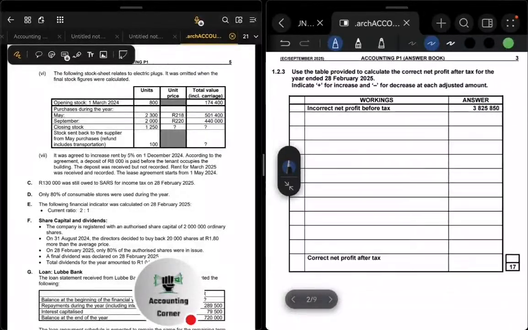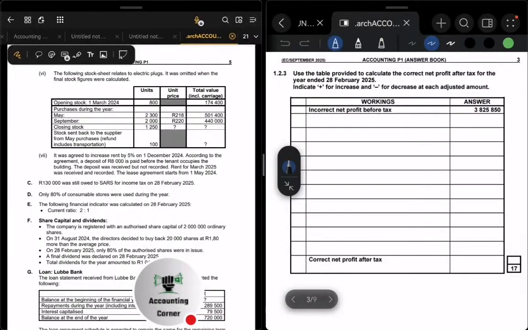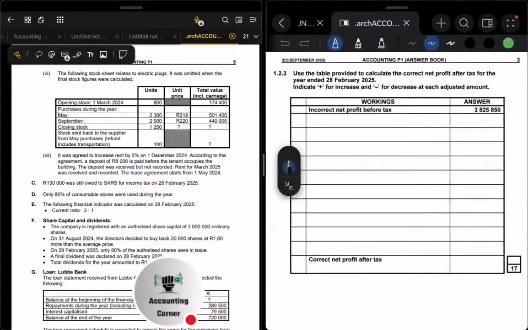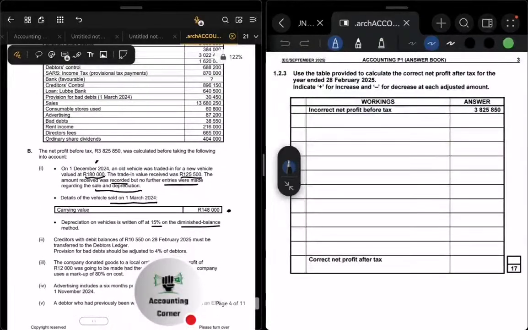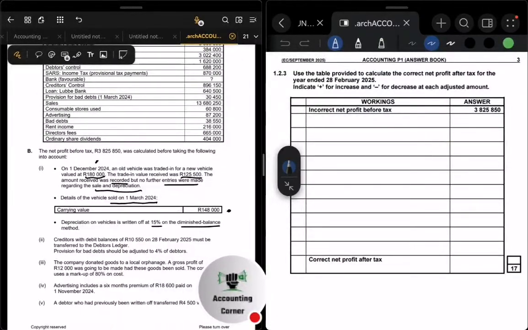The next question says, use the table to calculate the correct net profit after tax for the year ended 28th February 2025. Use plus for increase and minus for decrease at each adjusted amount. Okay, so let's go over our information. So we were told the net profit before tax of 3,825,850 was calculated before taking the following into account.